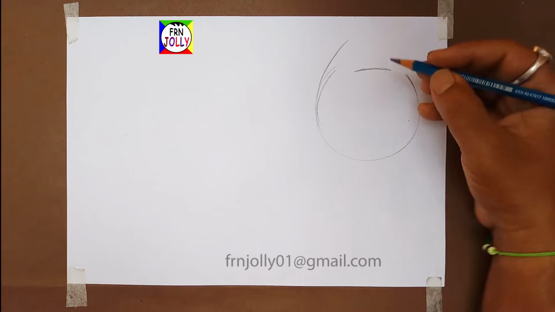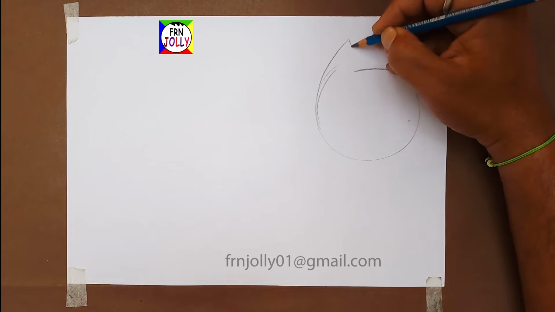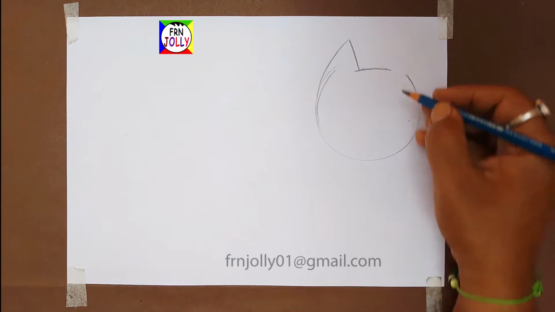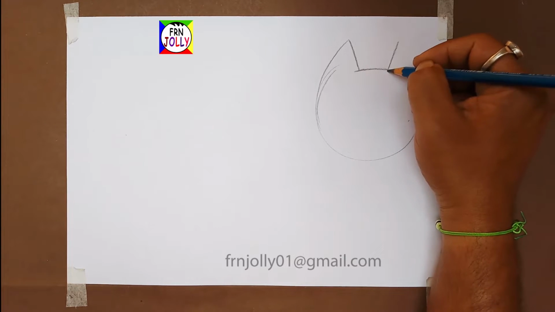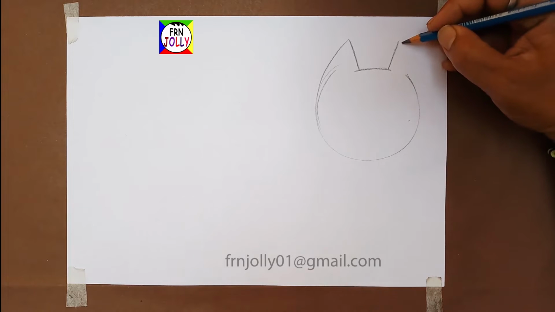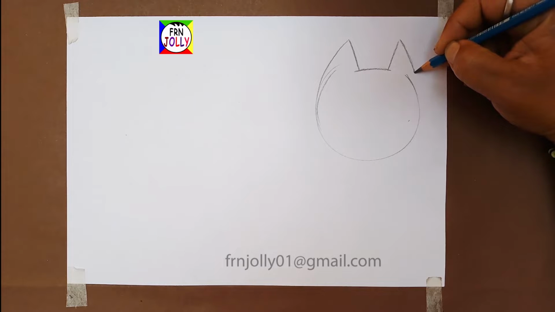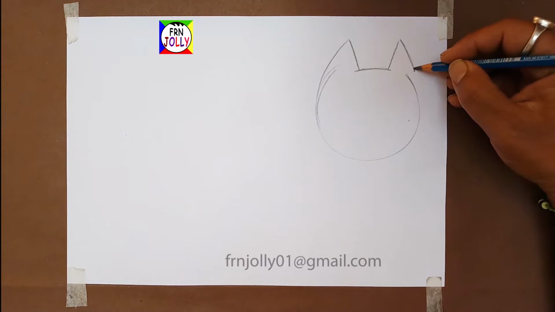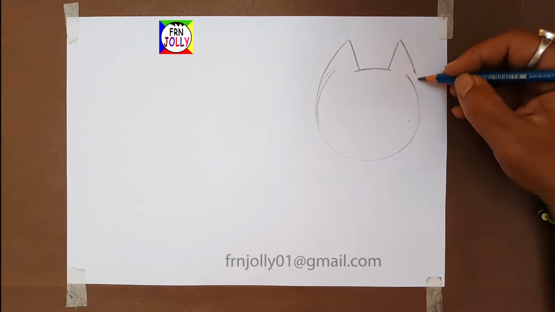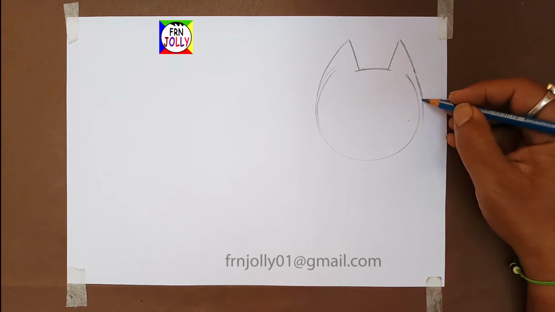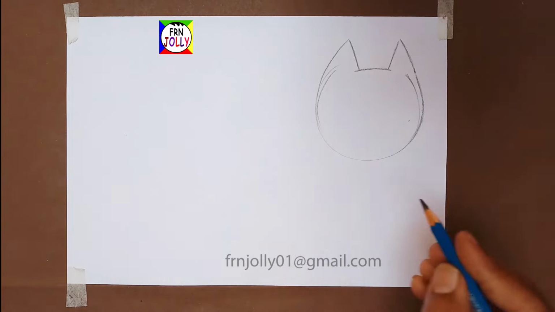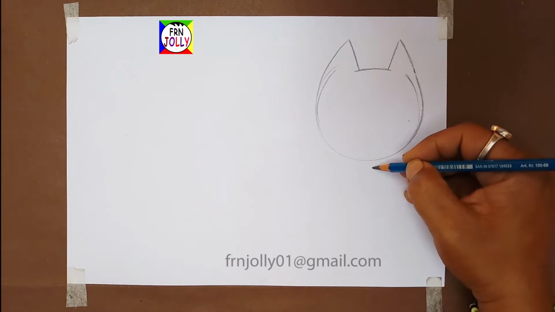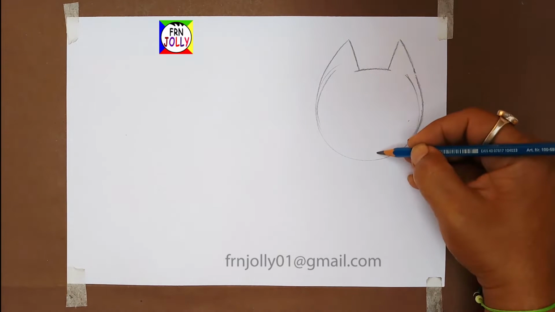And make a curved V shape for the ear shape of the cat on the top of the face shape on both sides. Make this V shape in the opposite direction. Outer shape of the face is done. Just take a rough idea of the center.